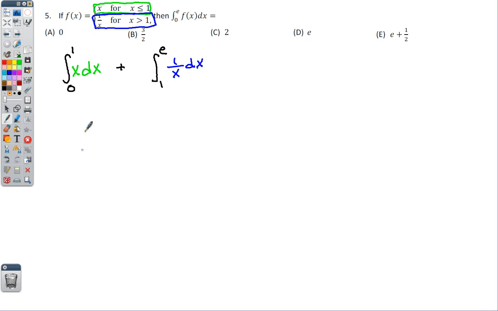The integral of x dx is 1/2 x squared, going from 0 to 1. And that's just going to be 1/2 times 1 squared is 1, and 0 squared is 0. 1 minus 0 is 1, so I'm going to get 1/2.